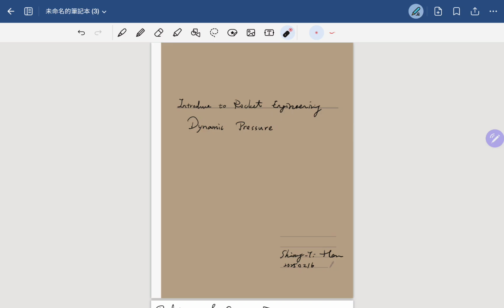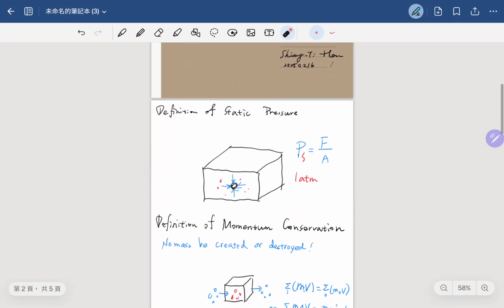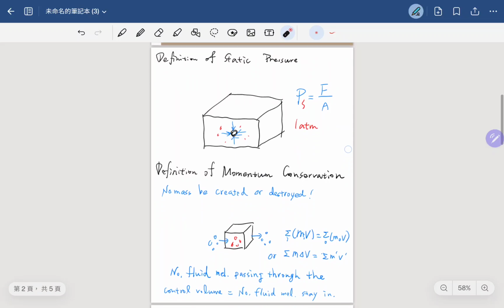Because I lack the time to prepare all classes and all course materials, I will record it in random topics. So today I would like to talk about the dynamic pressure. Before that, I would like to review the static pressure.